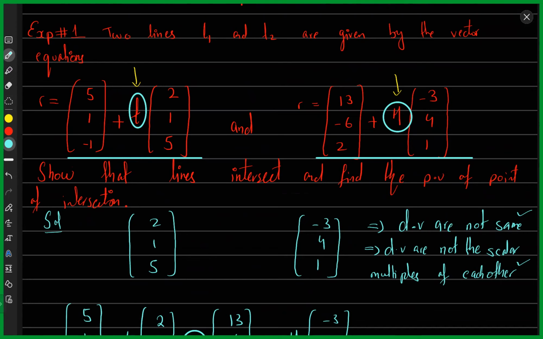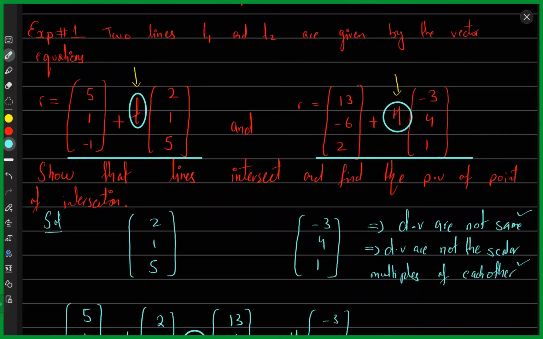Okay, first of all, let's recall the cases we can have. Either the lines can be parallel. If the lines are parallel, they won't intersect. So when are the two lines parallel? When their direction vectors are scalar multiples of each other. And that was clear. 2, 1, 5 and minus 3, 4, 1 are certainly not the scalar multiples of each other. Part 1 is clear. Then either the lines are coincident. No, they are not, because for that the direction vector has to be exactly the same, and this is just not happening. So then the third category was that either the lines are intersecting or they are skew.